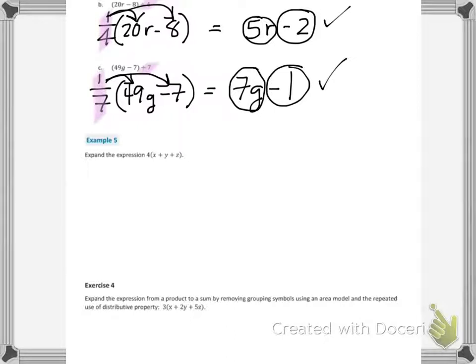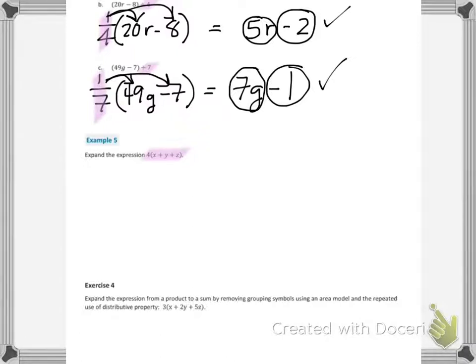Okay, we're going to get back to using arrays one more time. I want to take this expression here, 4 times x plus y plus z, and distribute it out and create an array, the rectangular arrays that we had been doing.